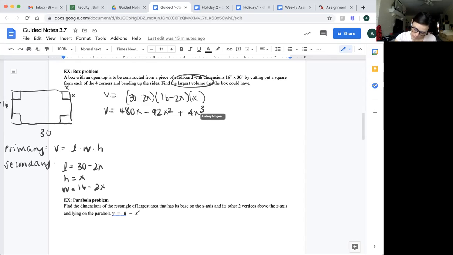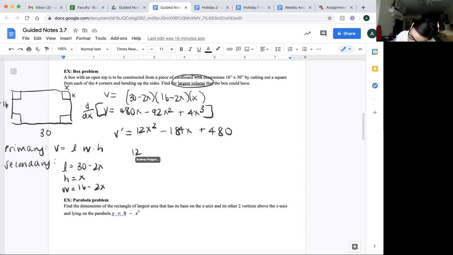Okay, and now I want to take my derivative of that in terms of x. So V prime is going to be 12x squared minus 184x plus 480. I'm going to want to set that equal to 0 because, again, I want to know where my derivative is equal to 0 or doesn't exist. This guy is going to exist along the whole real number line, so I'm going to set it equal to 0. 12x squared minus 184x plus 480 equals 0. I'm going to factor out a 4 to make this easier on me to factor.